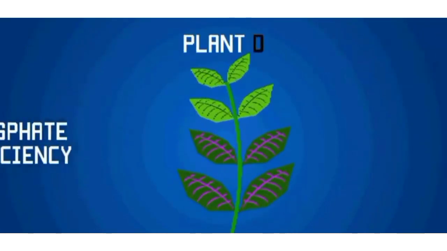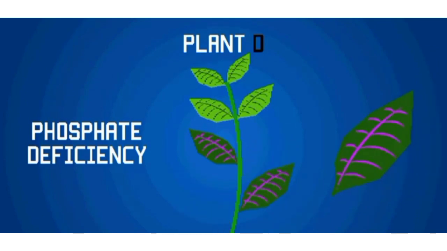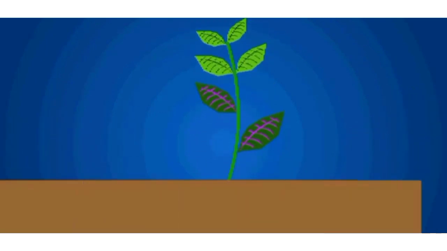Plant D has a phosphate deficiency. The older leaves are darker green and some are falling off. The veins may become purple and the plant growth may be stunted. This is because phosphorus is involved in energy transfer, so the whole plant won't grow normally, including the roots.